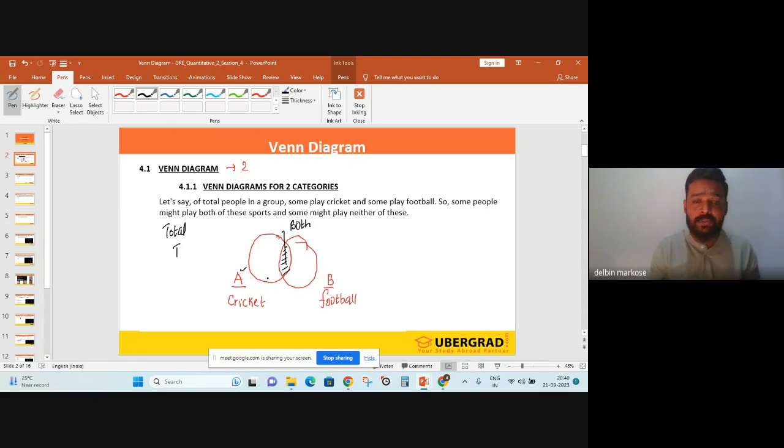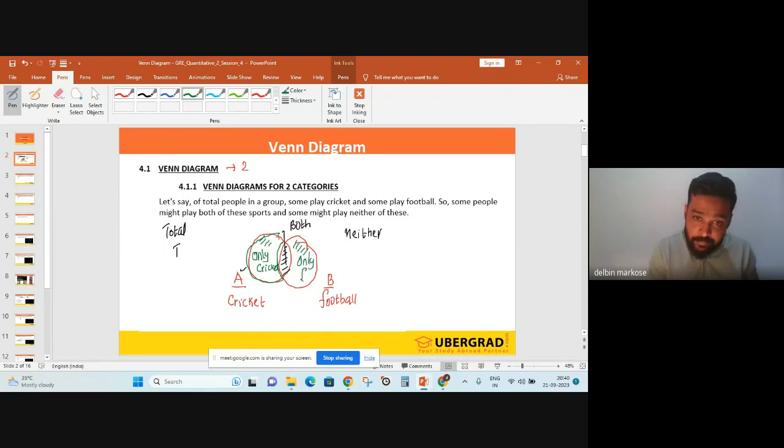And in the same classroom, there are certain number of students who don't play cricket or football. So where will that category be? That category will be outside. That's called neither. So when we have 2 circles, actually there are 4 separate categories. Look at this portion I'm talking about. This will be the total number of players who play only cricket. And here, this region I'm talking about, the total number of players who only play football.